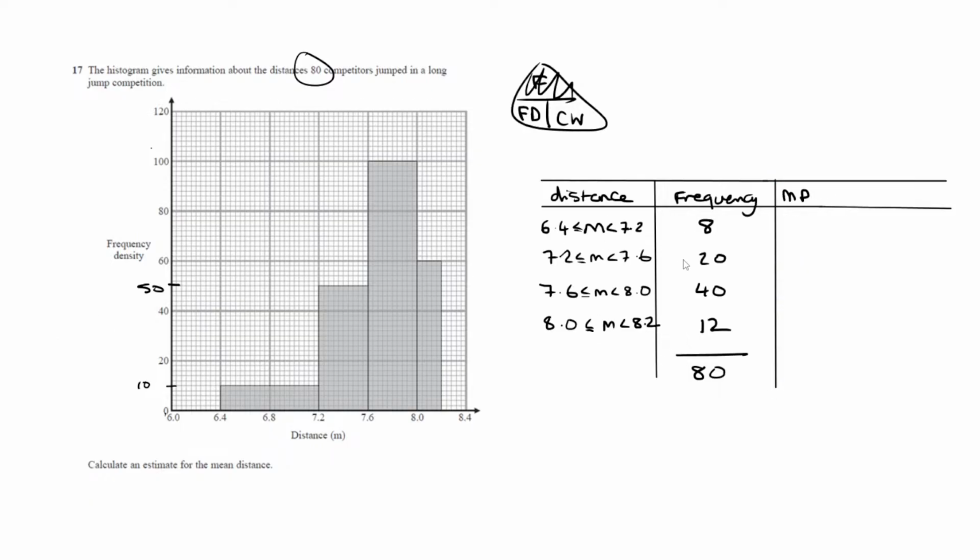If you're not sure how to work out the midpoint, like if it's not super obvious, I think the first one's not very obvious, what you can do is just add them together and then divide by 2. Because that's effectively finding an average, isn't it? Which is the midpoint. So that would give me 6.8 for that one.